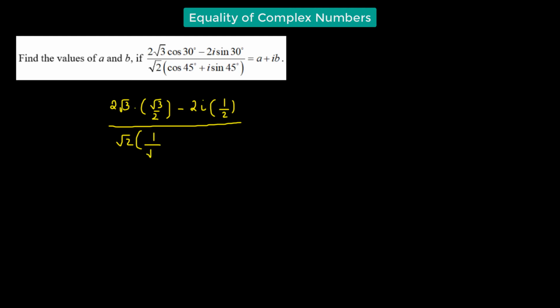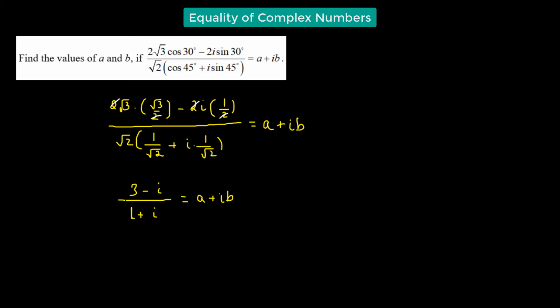which is 1 over root 2, plus i times sine 45 degrees, which is also 1 over root 2. And this value is equal to a plus ib. Now we simplify it, so the 2 and 2 get factored out. That finally gives us root 3 times root 3, which will be 3, minus i, divided by root 2 times 1 over root 2, which will be 1 plus i. So this is the value of a plus ib.